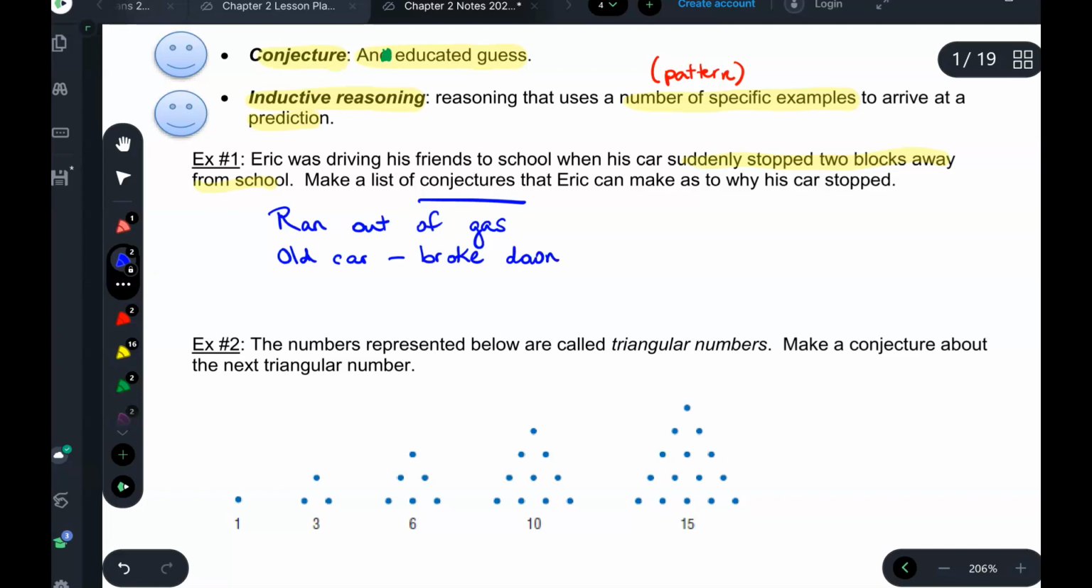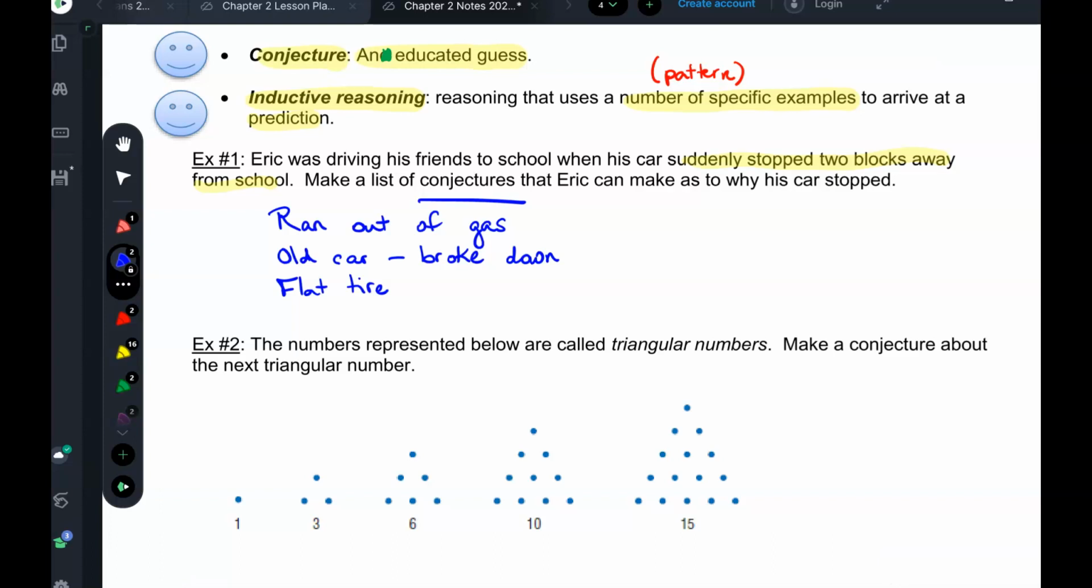A flat tire. Or maybe he just put his foot on the brake. Had an accident. Ran out of gas. So all of these are conjectures.